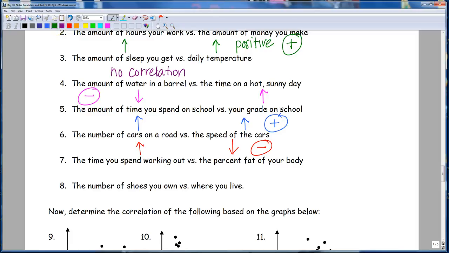The time you spend working out versus the percent fat of your body. Okay, again, in general, if you're spending more time working out, the percent fat will go down. So this is negative correlation. Again, arrows going opposite directions. And number of shoes you own versus where you live. This is no correlation.